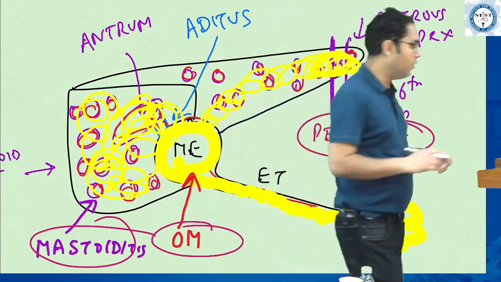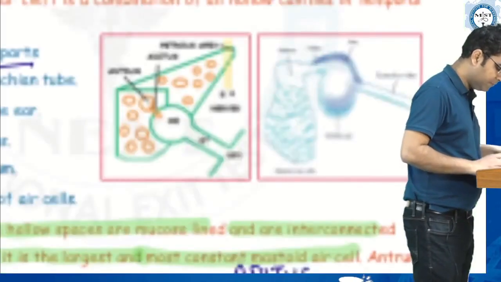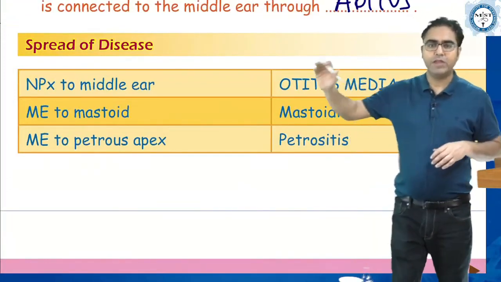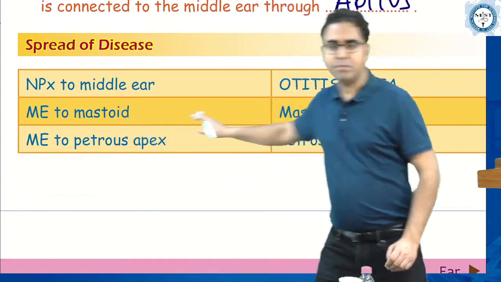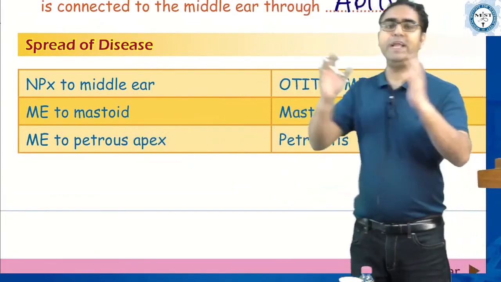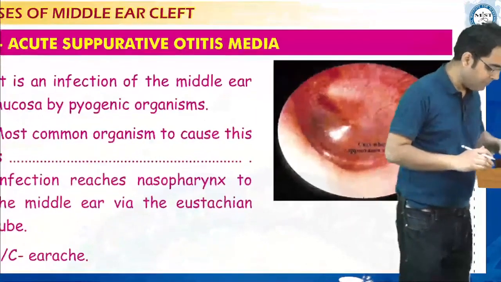Now open up your notes. Let us do the next topic. Please see spread of disease, I've written the same thing. Nasopharynx to middle ear, otitis media. Nasopharynx to middle ear to mastoid, mastoiditis. And middle ear to petrous apex, petrositis. So this system is interconnected. Am I clear? Let us go further.